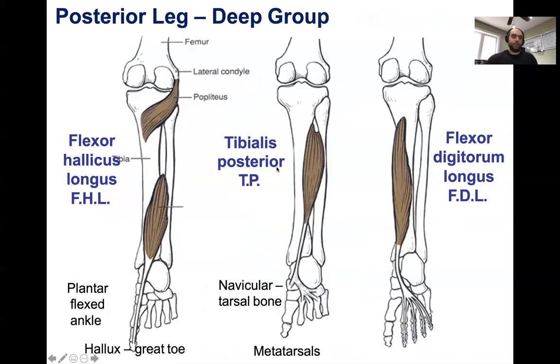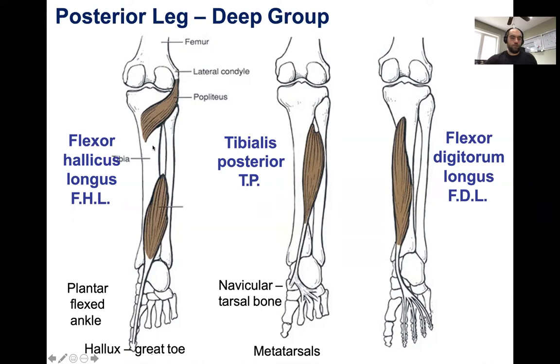Okay, so now we're into the deeper group. So what we did was we removed the gastrocs and the soleus out of the way, and we're looking at the deeper muscles. And the first thing you'll notice is that they're not as big. And that's because they're a little more intricate. They're more involved in controlling the toes per se, as well as the ankle. But again, they're still very important.